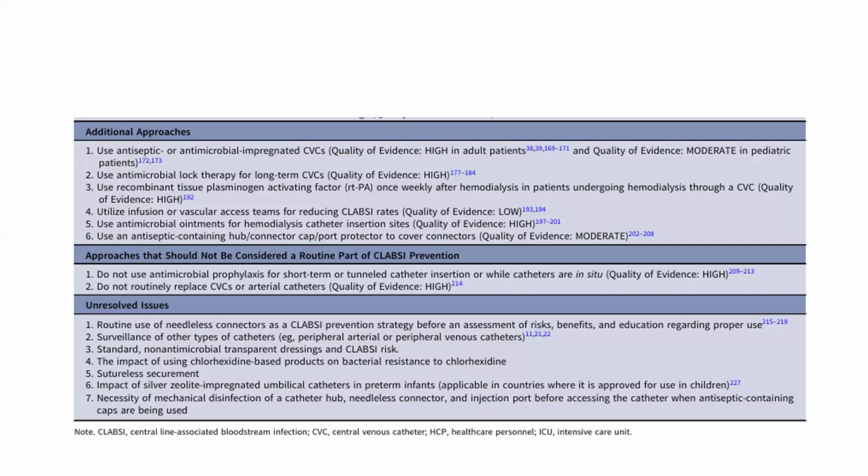Standard or non-antimicrobial transparent dressing and CLABSI risk. The impact of using chlorhexidine-based products on bacterial resistance to chlorhexidine. Sutureless securement. Then impact of silver sulfadiazine impregnated umbilical catheters in preterm infants. Necessity of mechanical disinfection of catheter hub, needleless connector, and injection port before accessing the catheter when antiseptic-containing caps are being used.